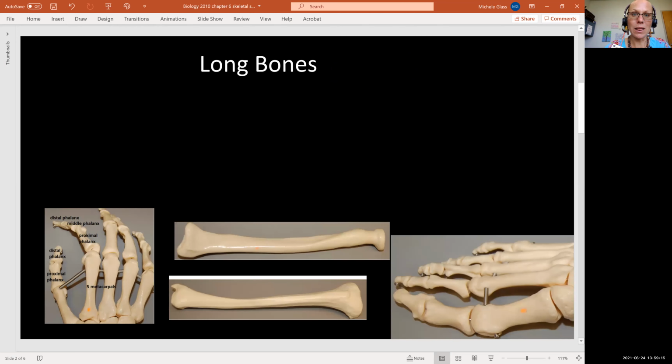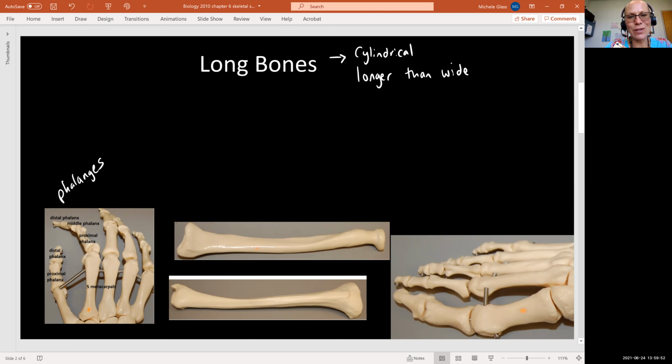Let's begin by talking about long bones. So long bones are going to be kind of cylindrical in shape, and they're going to be longer than they are wide. So sometimes when we hear the phrase long bone, we think that means these are the longest bones of the body. Yes, and also no. So when we look at examples of long bones, we're going to see phalanges.